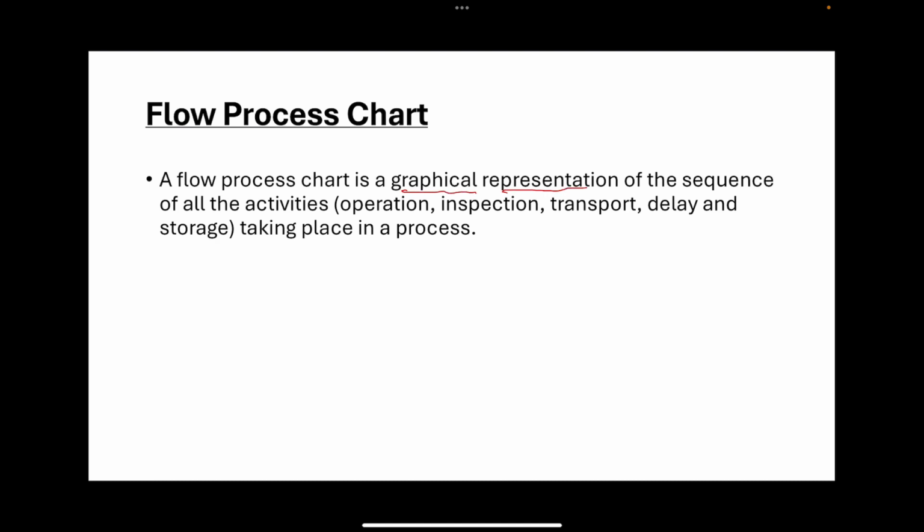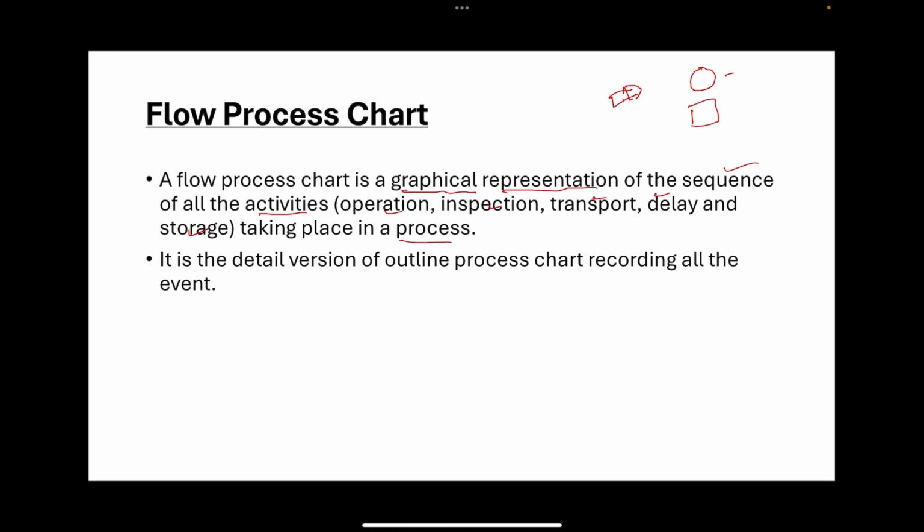this will be in a much more detailed form. This is a sequence of all the activities, that is operation, inspection, transport, delay and storage taking place in a process, depicted. In the outline process chart, we used only two graphical symbols, one for operation and another for inspection. We did not use any other elements of work. But in the flow process chart, we will use all these elements like delay, transport, etc. So in a way, you can say that this is a detailed version of the outline process chart.